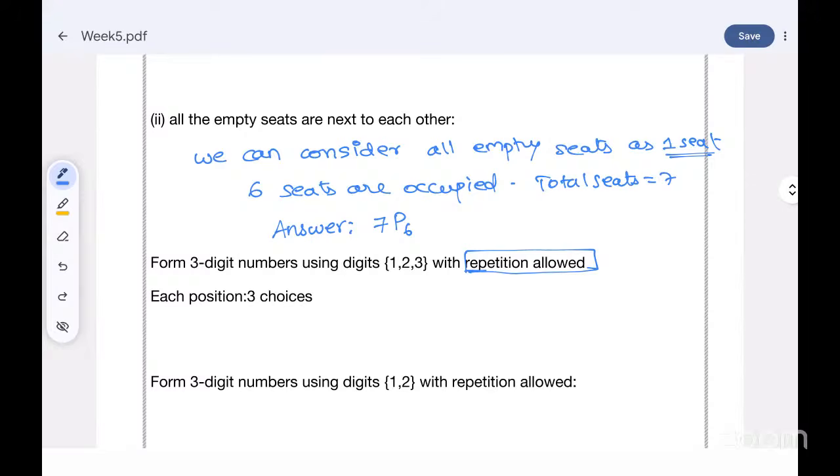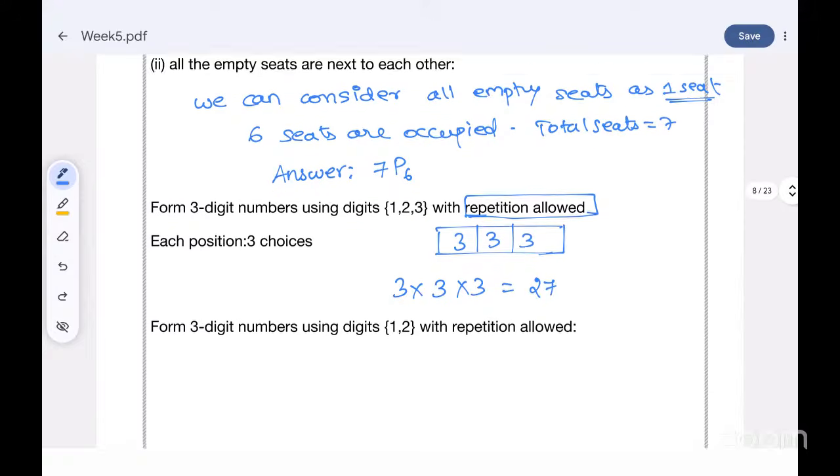So how many possible ways can we do each position? How many choices does it have? 3 choices each. So it is 3 to the power 3. Totally we have 27. 3 choices, 3 choices, 3 choices. So you have 3 into 3 into 3, 27. Right?